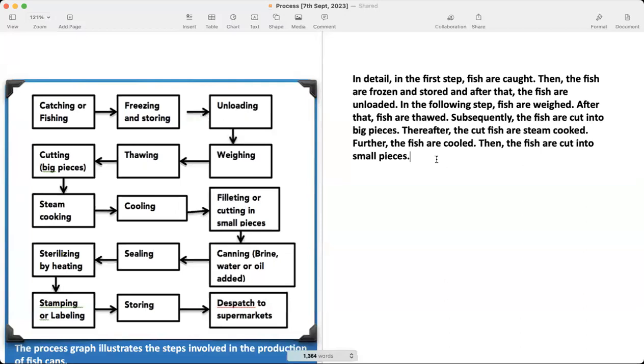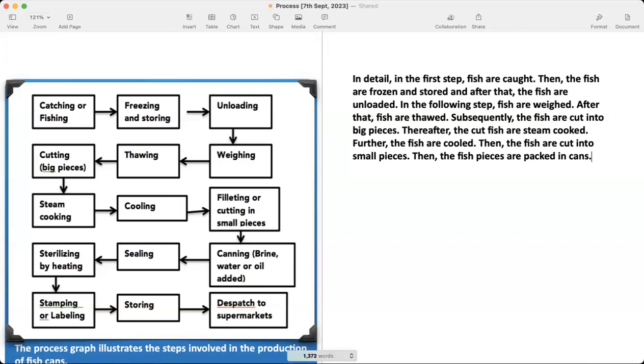After small pieces, what is happening? Canning. Yes. What does canned mean? Then the small pieces are canned, or what? What does canned mean? Packaging. Put in cans. We can also write put in cans, right? Or packed in cans. Then the fish pieces are packed in cans. Good.